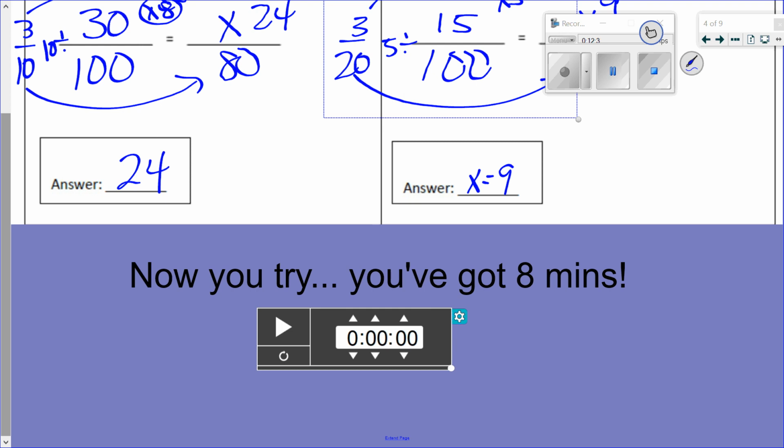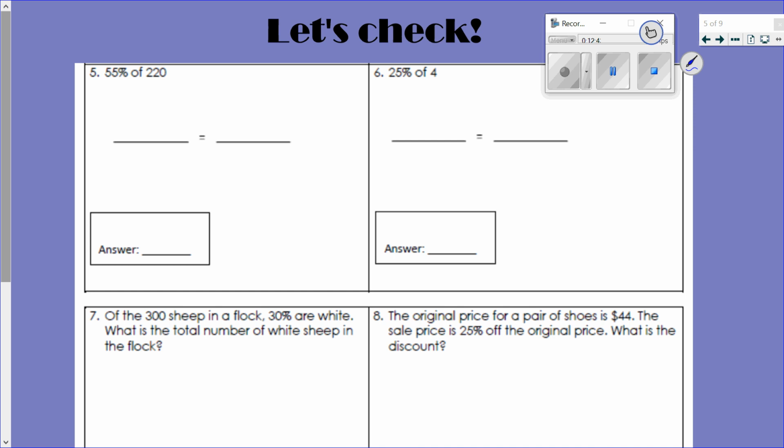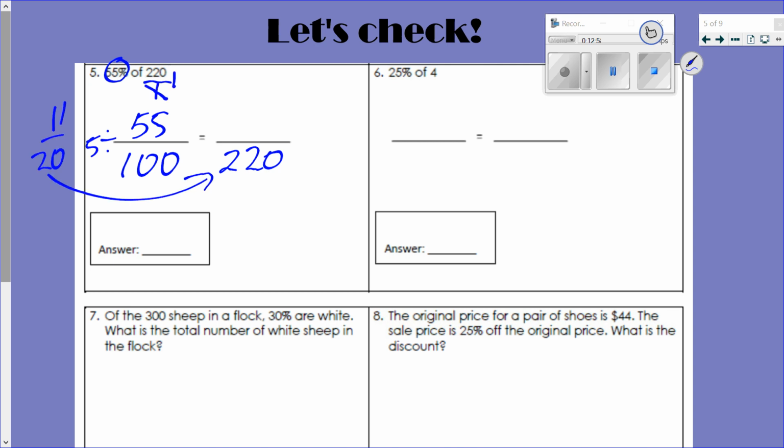Now, you get to try some on your own. You have 8 minutes. Try the next, to finish the page by yourself. Okay, the first one, relatively simple. Here's my percent of 220, so that means 55 of 100. 220 on this side. Easy step back on this one. If I divide by 5, I get 11 and 20. Going 20 to 220 is times 11. 11 times 11 gets me 121.